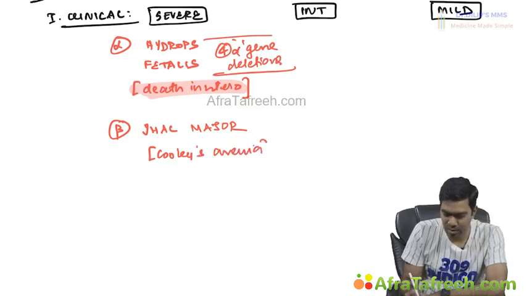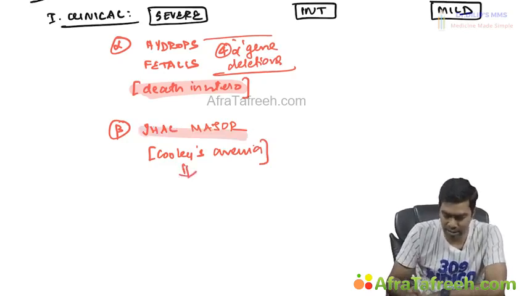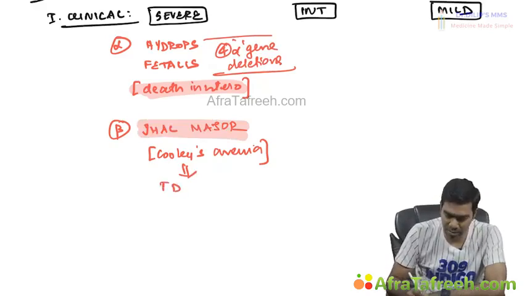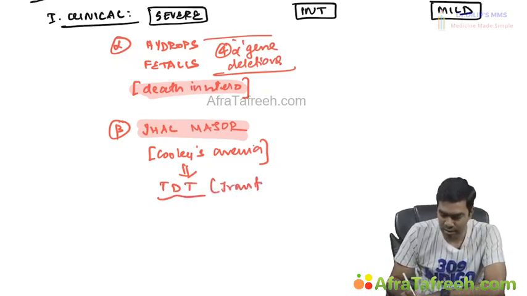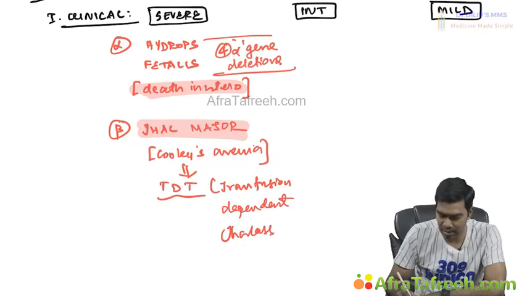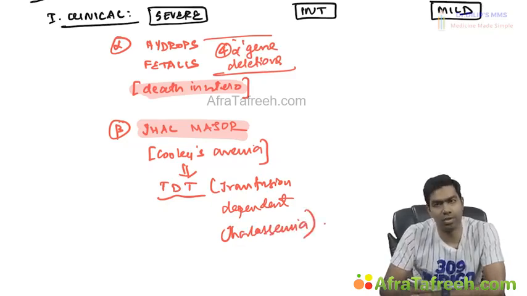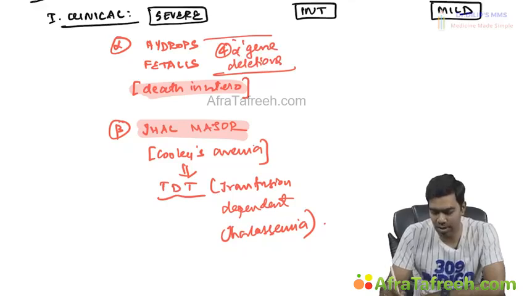Cooley's anemia. So what do you mean by thalassemia major? The moment you call it thalassemia major, we call this transfusion dependent thalassemia, or TDT, which means in these patients the anemia is so severe that the patients need lifelong, regular transfusions throughout their life, otherwise they won't survive. So that's why this is also referred to as transfusion dependent thalassemia.